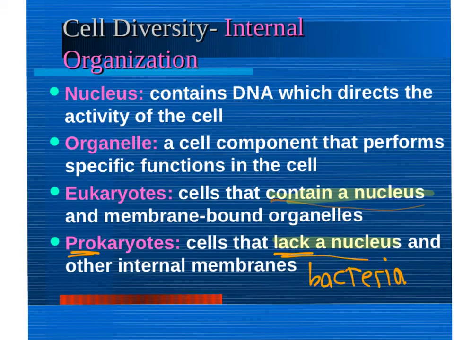Alright, the organization of cells. The nucleus is the main organelle that determines what type of kingdom or domain a cell is in. It contains DNA, which directs the activity of the cell. Now the difference between eukaryote and prokaryote. The eukaryotes have a nucleus. Think plant cells, animal cells, fungi, and protists. Prokaryote: pro means before, karyote means nucleus, so they lack a nucleus. These are our archaea and eubacteria. They're much simpler organisms because they don't have internal membranes.